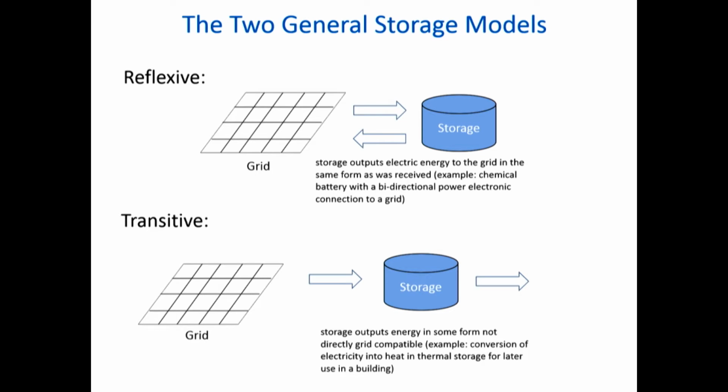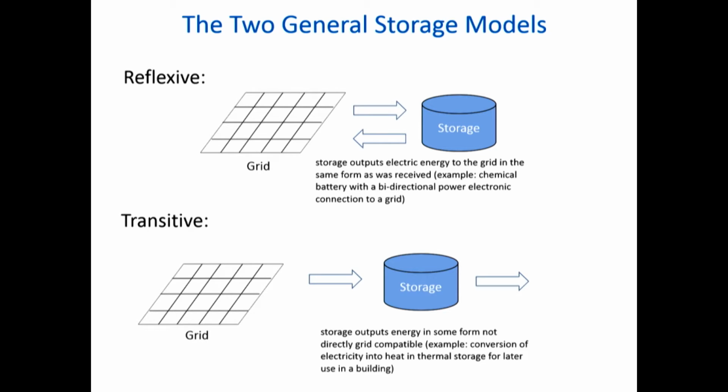Now I'm going to introduce two more terms, and these are not terms that you would typically find people using in the storage industry, but we use them in the grid architecture work because these ideas will come up time and again, and it's important to be able to separate them. So we divide storage into two kinds. The first kind we call reflexive, and what that means is energy comes from the grid, goes into storage and gets retained a while, and then goes back into the grid in the form of electricity again.